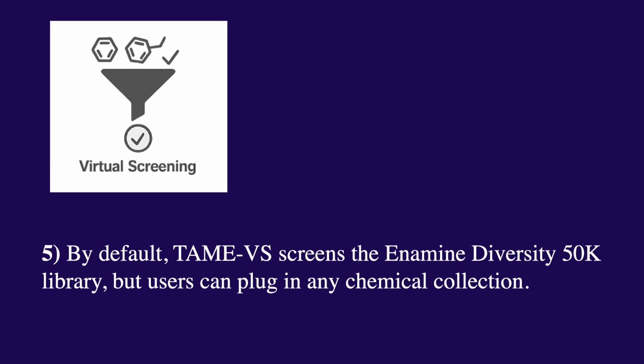By default, the method screens the Enamine Diversity 50K library, but users can also plug in any chemical collection. As it stands, the pipeline isn't set up to handle millions of compounds, but since the code is open and modular, it could be extended to scale up to much larger libraries if needed.